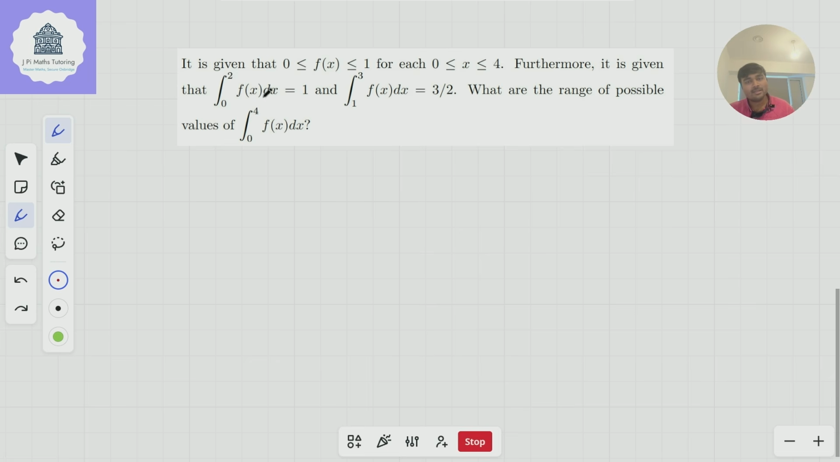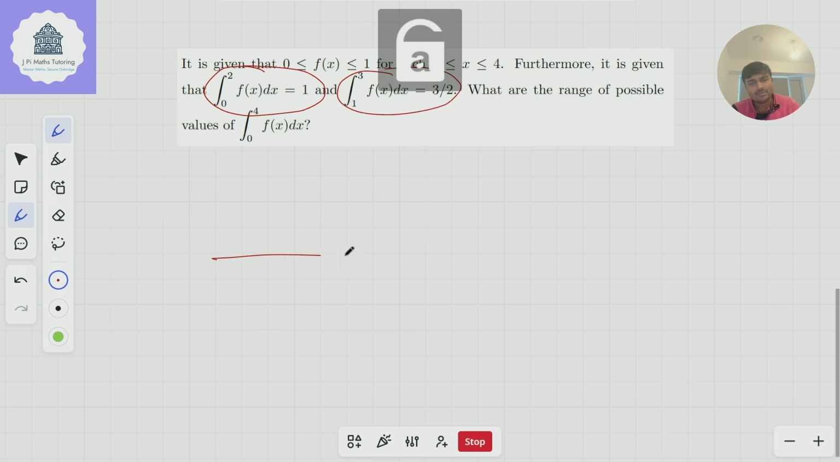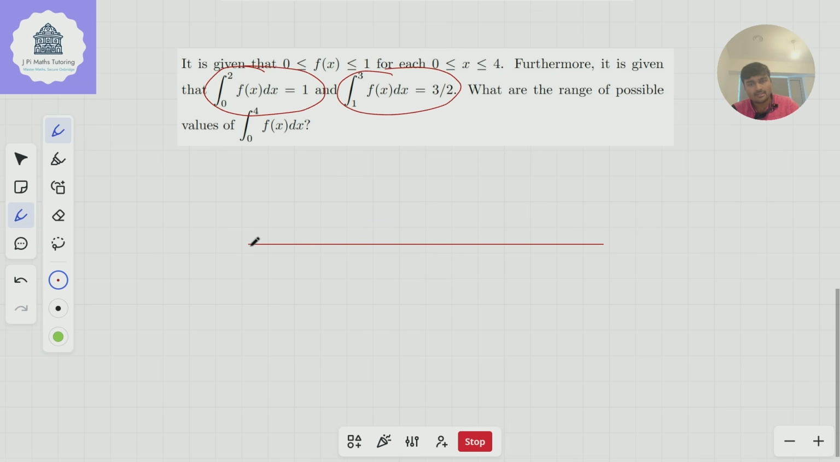So if we're trying to minimize, now we know that the integral from 0 to 2 of f of x dx is 1, and the integral from 1 to 3 of f of x dx is 3 over 2. There's a small overlap in that region, namely the region from 1 to 2. So let's mark this on. So 0 is there, 1 is there, 2 is there, 3 is there, put 4 over there.